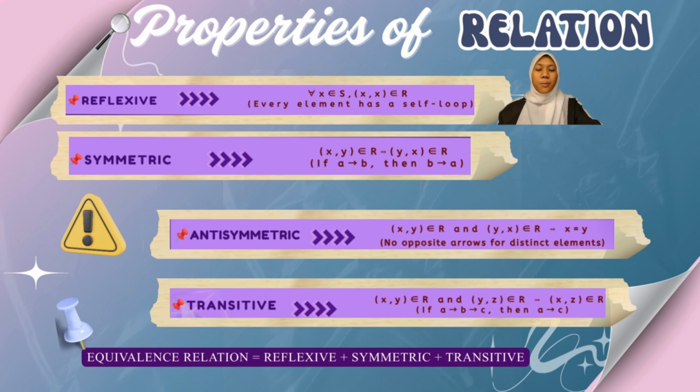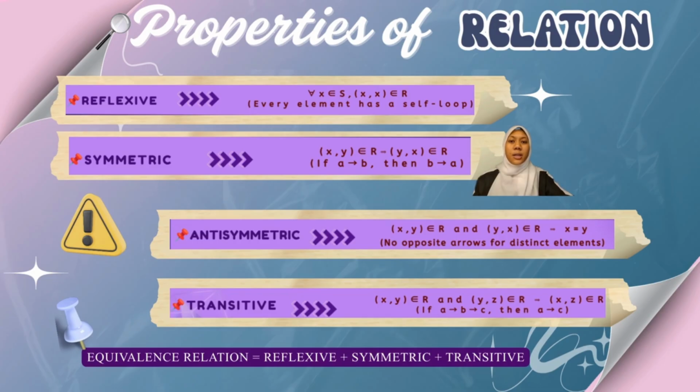The 4 main properties we use to classify relations are reflexive, symmetric, antisymmetric, and transitive. First, reflexive. This means every element must be related to itself. For every element x in set S, the pair (x, x) must be in the relation. So 1 must relate to 1, 2 to 2, and 3 to 3.